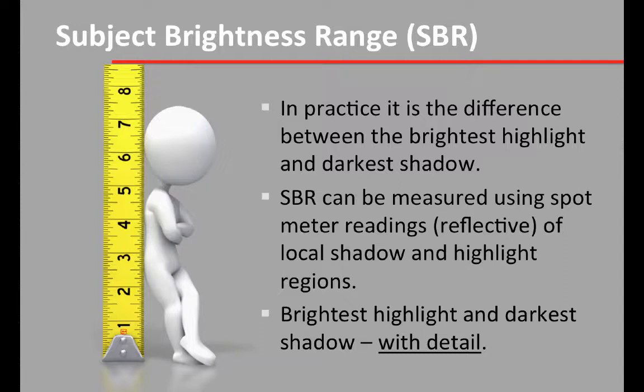SBR can be measured using a reflective spot meter if you have a handheld light meter. You can use spot meter readings in your camera, and if you measure the brightest area, but I will add something to that definition, brightest area with detail to the darkest area with detail, the subject brightness range is the difference of those two regions, either in stops or in a ratio. So subject brightness range, or SBR, is generally expressed in stops, and it's just the difference between the brightest area of the subject with detail and the darkest area of the subject with the detail.